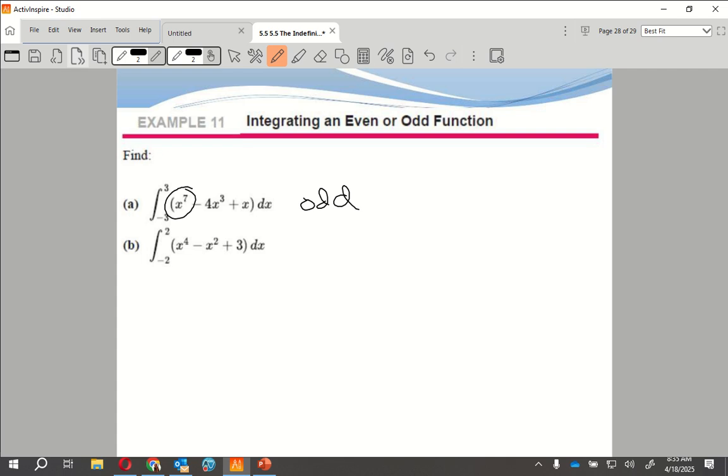Even. Why is it even? Because of the degree. X to the 4th. It's even. I think in the book they actually did the math on it? Yeah, they did the math just to figure out if it's even or odd, but that's not necessary.